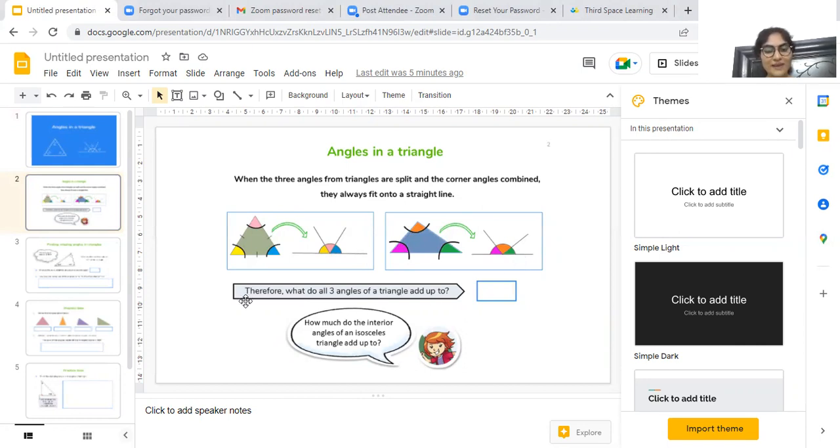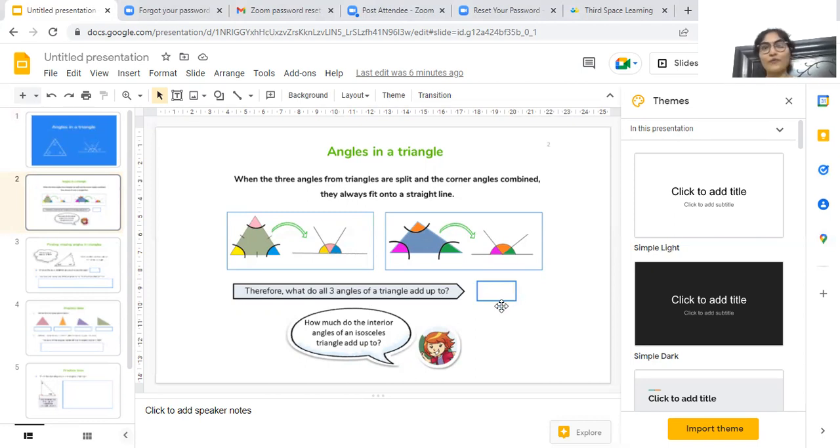So let's see what question is given over here. Therefore, what do all three angles of a triangle add up to? Oh, no worries. If you don't know, let's try. So here we discussed the relationship, right? If we just pick these three angles and fit them into this diagram, we get that these three angles add up to 180 degrees, right? So what will be the answer for this? Therefore, what do all three angles of a triangle add up to? Yes, it will be 180 degrees.